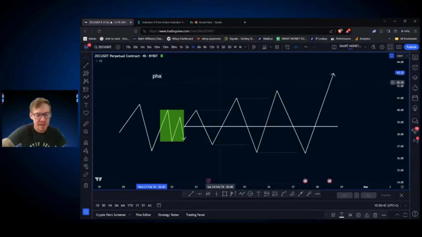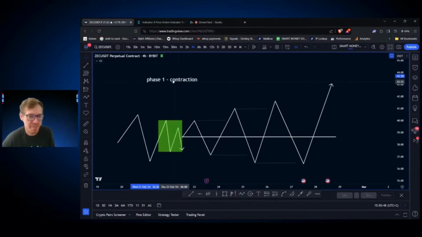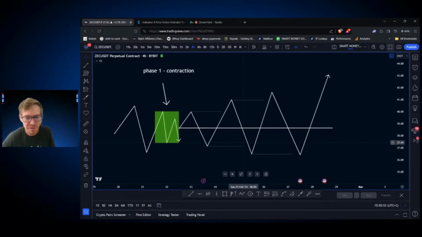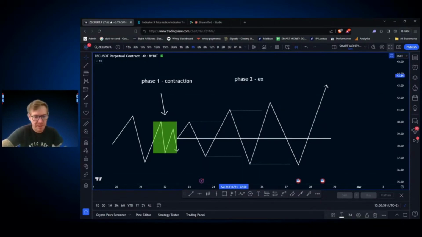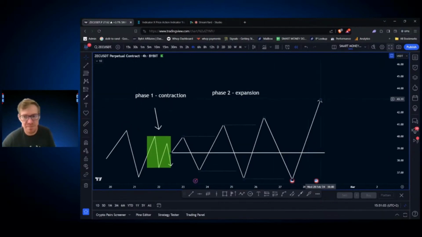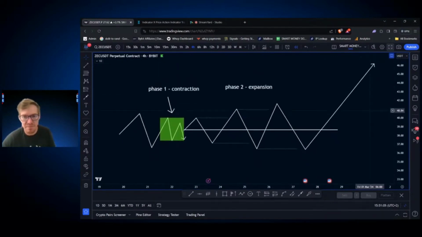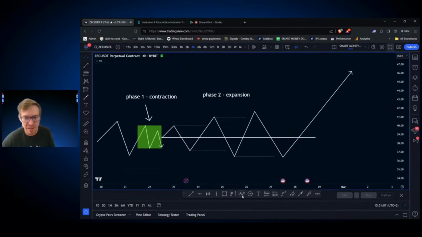So we got phase one, contraction. And then we got phase two, expansion. And then we got phase three, which is the trend phase.